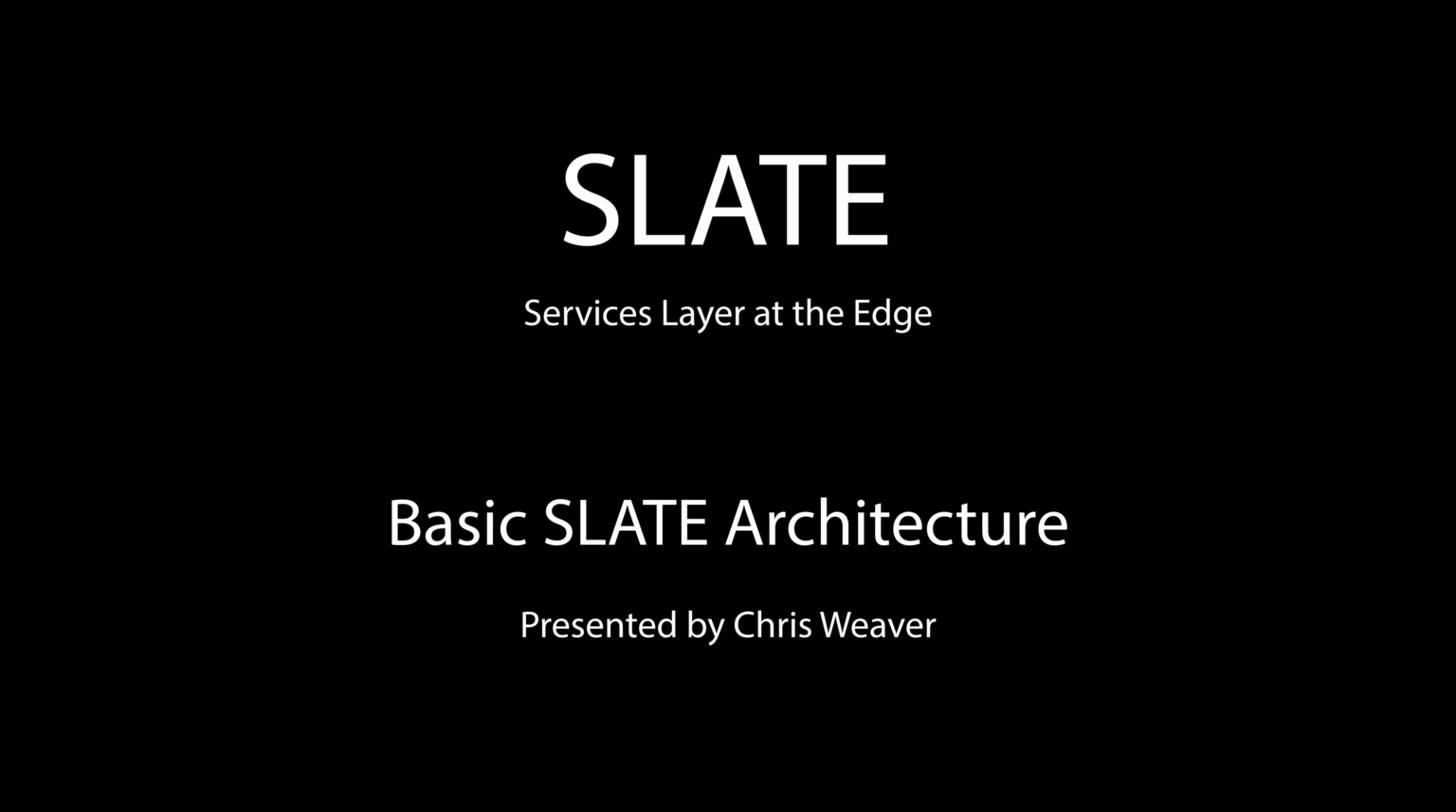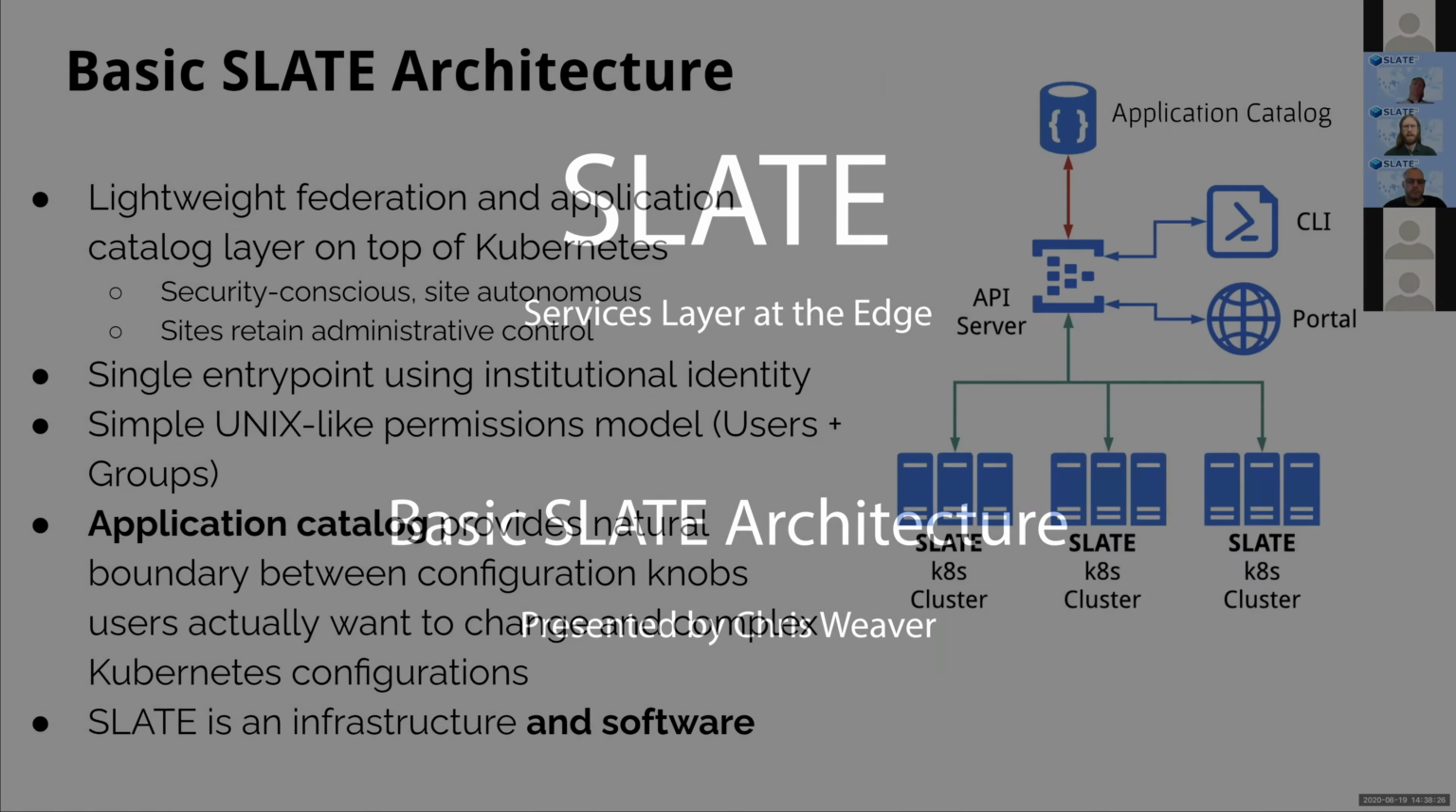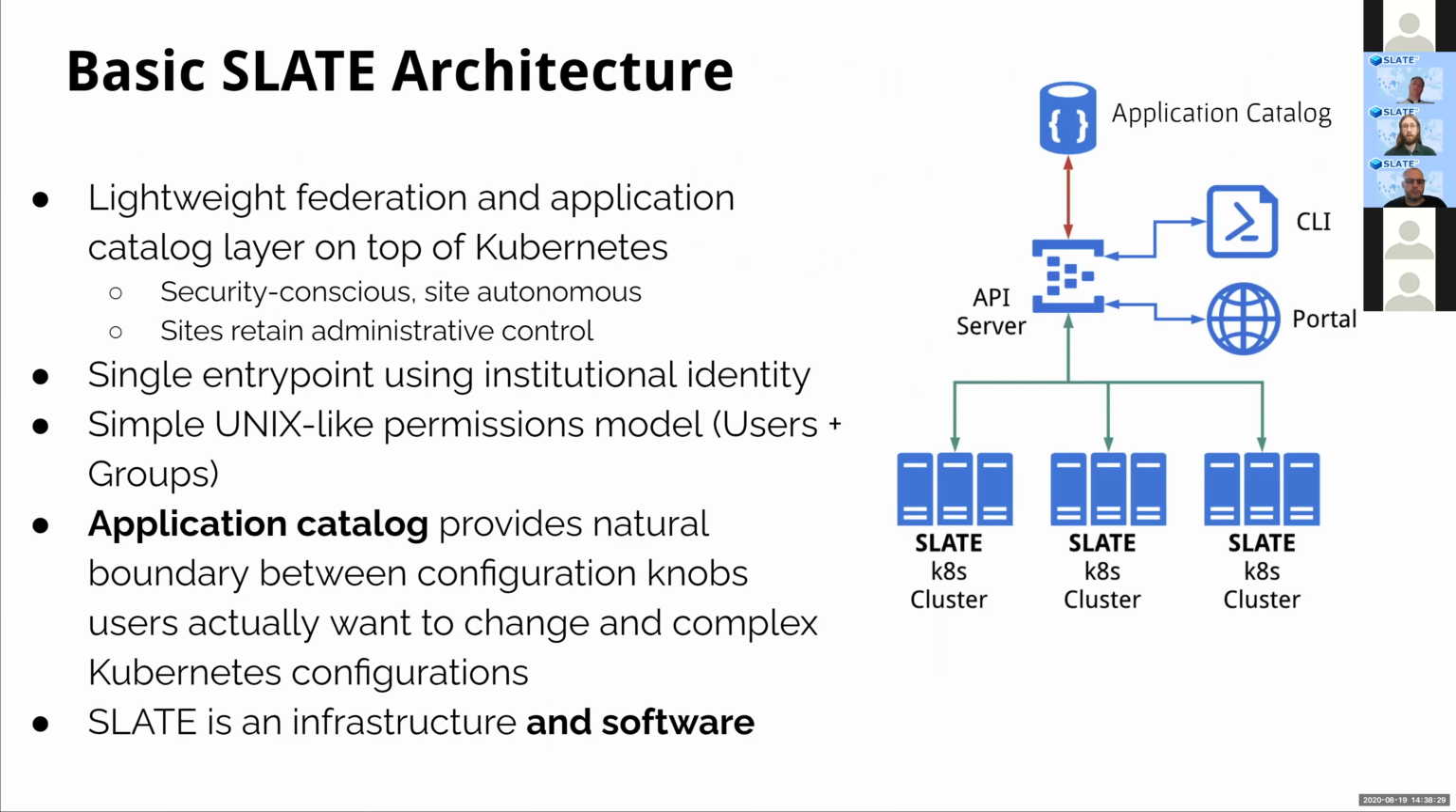So before we get into some of the details of that, let's say a little more about how SLATE itself works. As Lincoln has already mentioned, it's a relatively lightweight federation layer that is placed on top of Kubernetes. And it has this concept of an application catalog added onto that. Our goals in doing that are that we want to be very conscious of security needs and concerns. And we want sites that choose to participate in this federation to retain a lot of autonomy and as much of the administrative control over how their resources are used as possible.